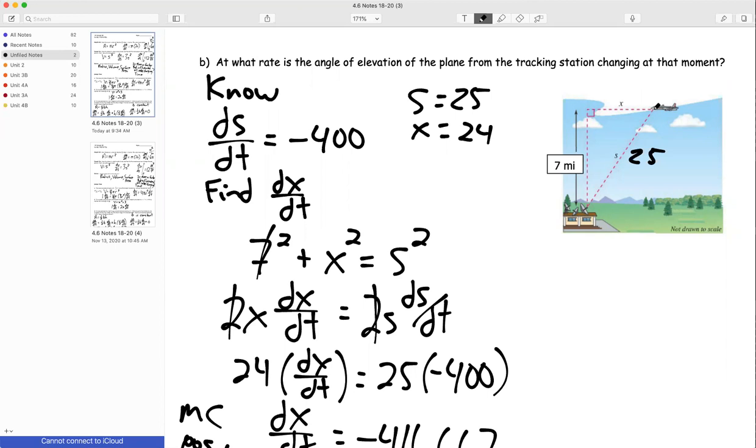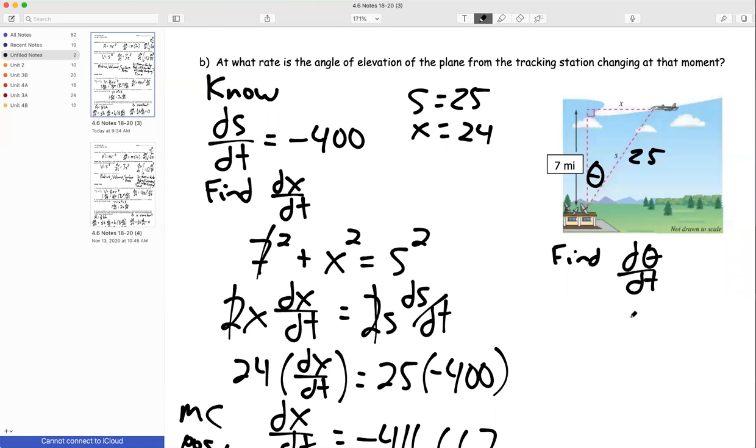Okay, so part B says, at what rate is the angle of elevation of the plane from the tracking station changing at that moment? Oh, excellent. An angle of elevation problem, remember? Sorry, you probably don't remember that from geometry, right? This right here, we're gonna call it theta. So this is the angle of elevation. And I want to find the rate of change of this angle of elevation. So this would be find d theta dt.